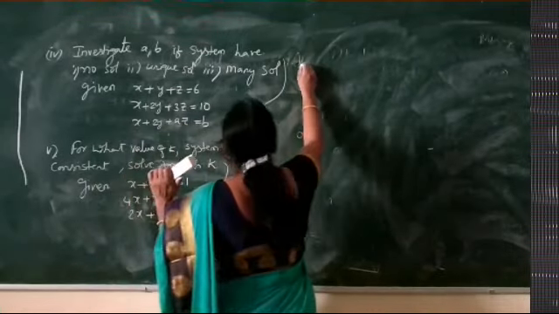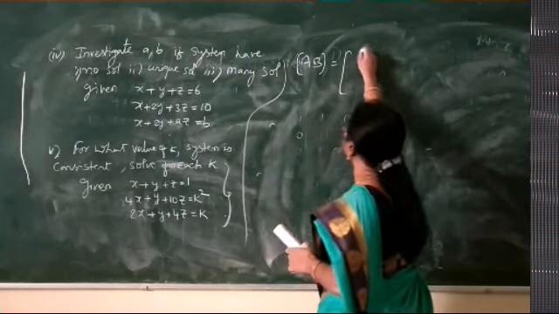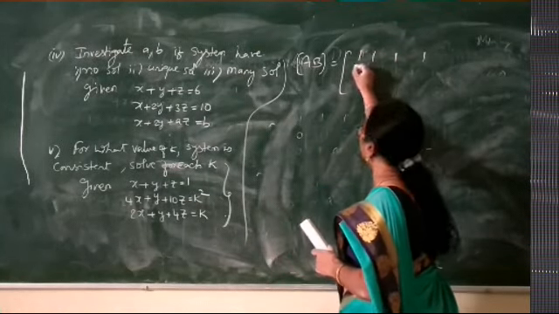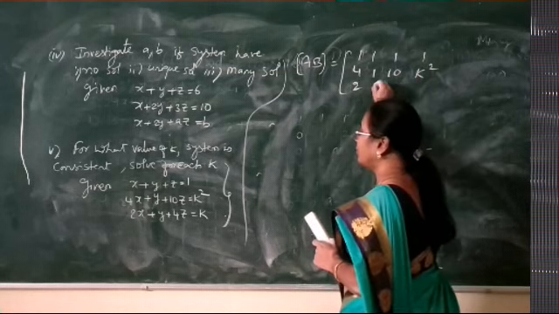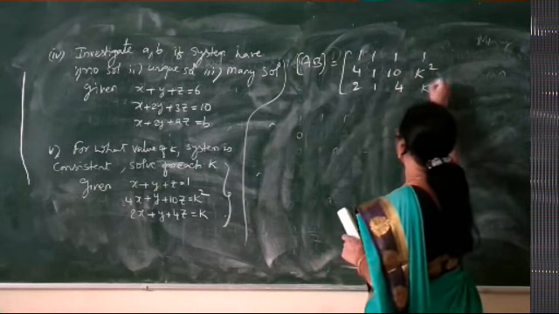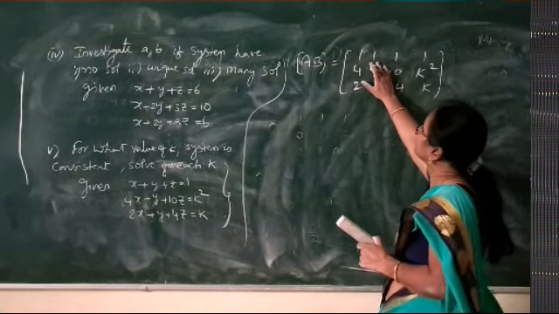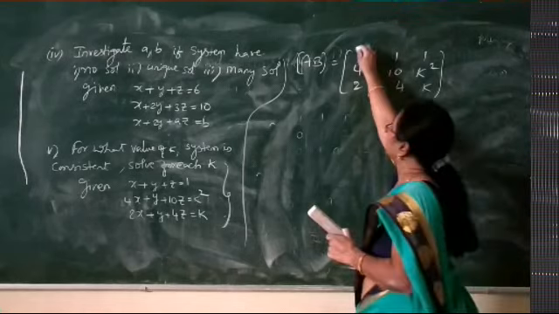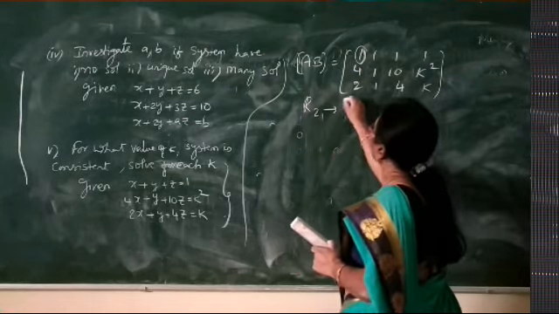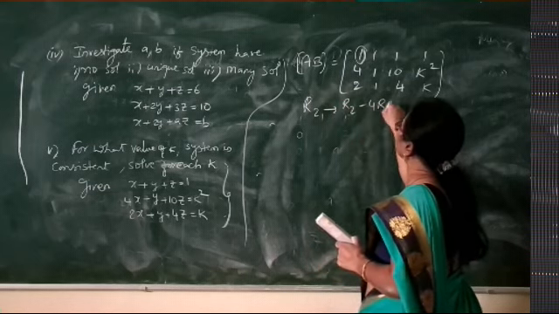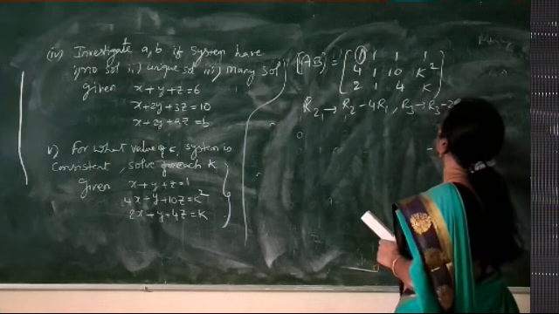We consider the augmented matrix AB. We have the first row 1 1 1 1, second row 4 1 10 k square, third row 2 1 4 k. Right? Now let us reduce this to echelon form first. This is the first element, 4 and 2 have to be made 0. So row 2 implies row 2 minus 4 row 1. And the row 3 implies row 3 minus 2 row 1.